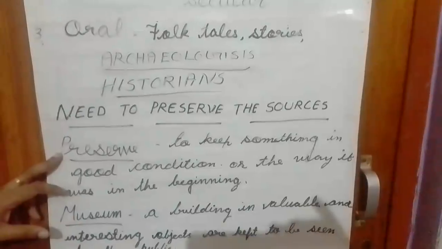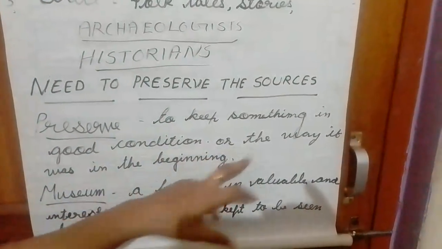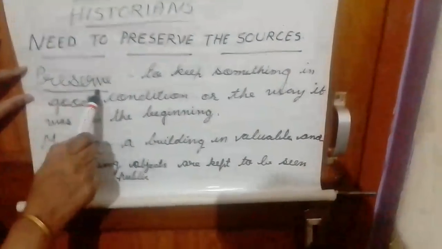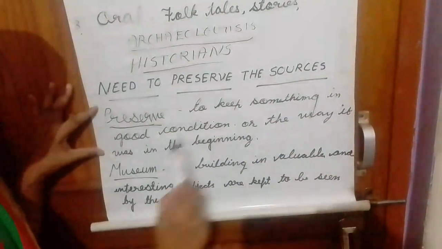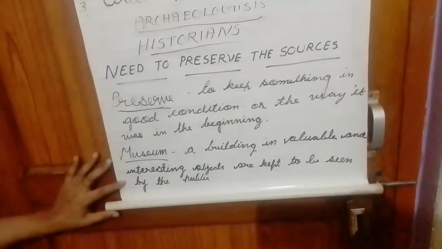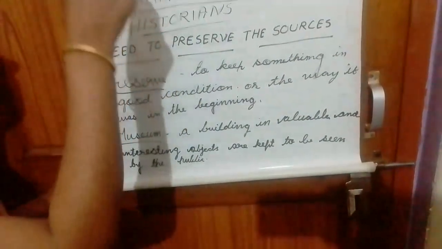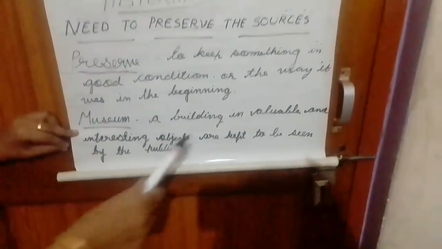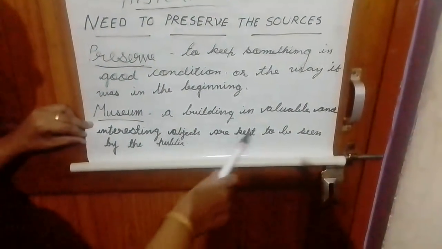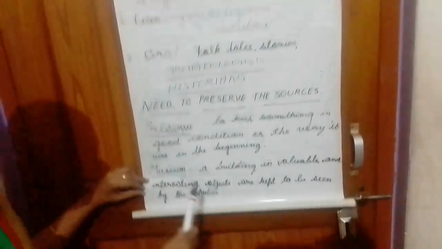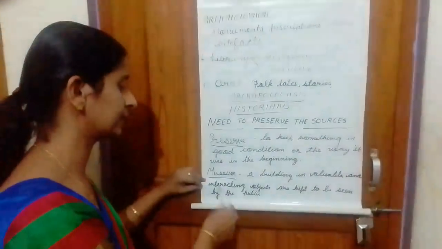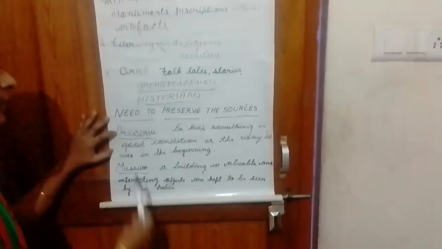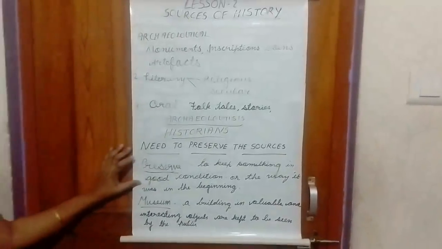Preserve means to keep something in good condition or the way it was in the beginning. Why should we keep it? And where are these old sources kept? Archaeological sources, literary sources, all of these are kept in museums. A museum is a building where valuable and interesting objects are kept to be seen by the public. We have visited a museum. Why do we need to preserve the sources?